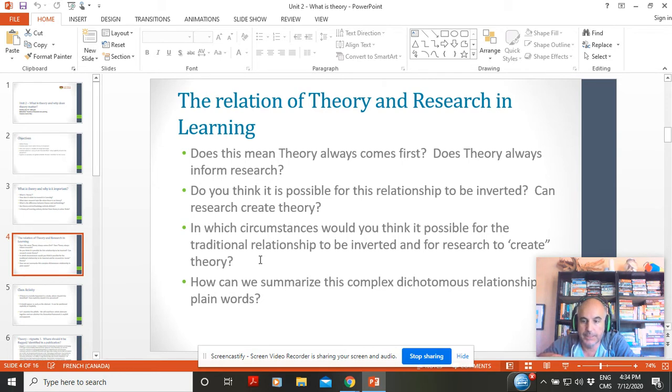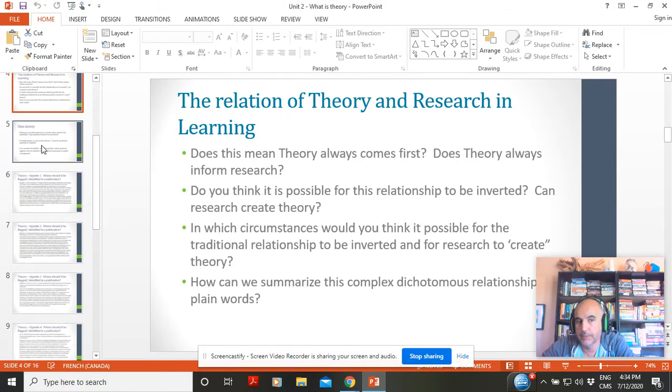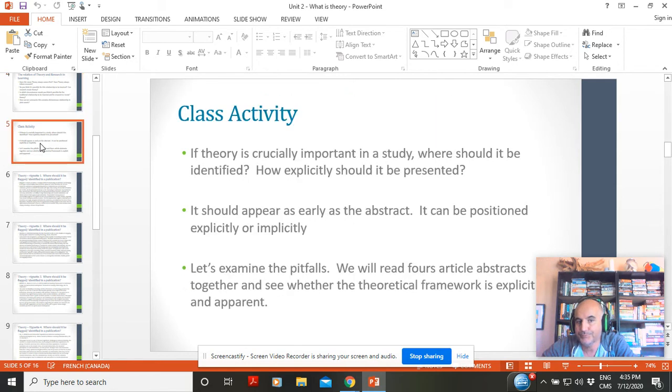So most of the time, it seems we have theory that informs research, but is it possible sometimes that it's inverted and that it's research itself that creates theory? If it is an exception, and if it does exist, when do you think this happened? And how can we summarize this complex dichotomous relationship in plain words? Try and not just copy paste things from articles if you find solutions to this, but try and explain it in your own words so I can see that you're actually grasping the concept and when in practice this occurs. So that will be a nice little discussion. I would think that you'd spend a good half hour on this to try and clarify this.